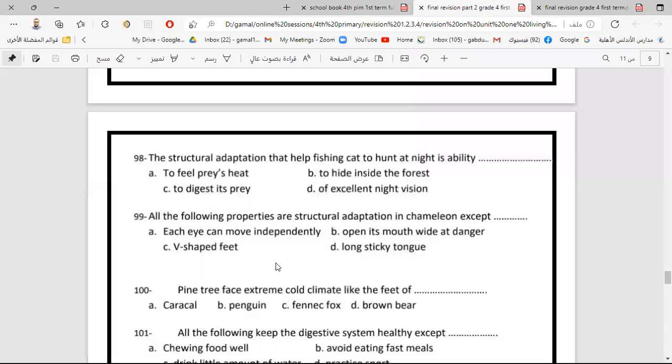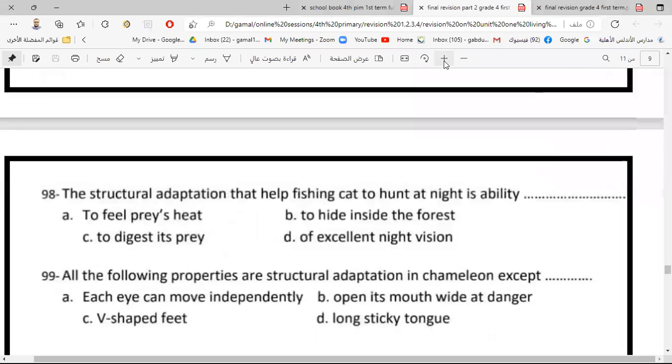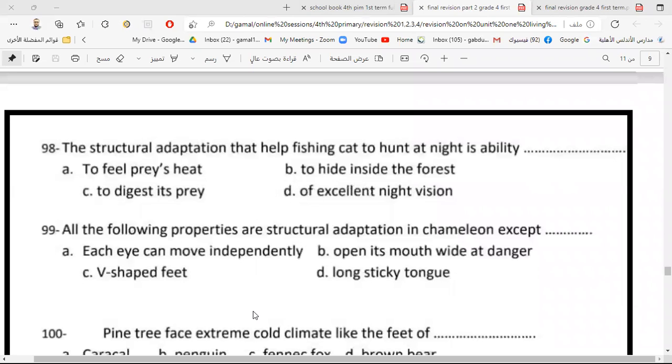And I want you all, inshallah, to share with me in solving this final revision. I know you are all excellent. So I want all the students to share with me. Everybody, please raise your hand and mute your mic until I tell you to open your mic, okay? Let's start, shabab, solving this final revision booklet starting from number 98, okay?